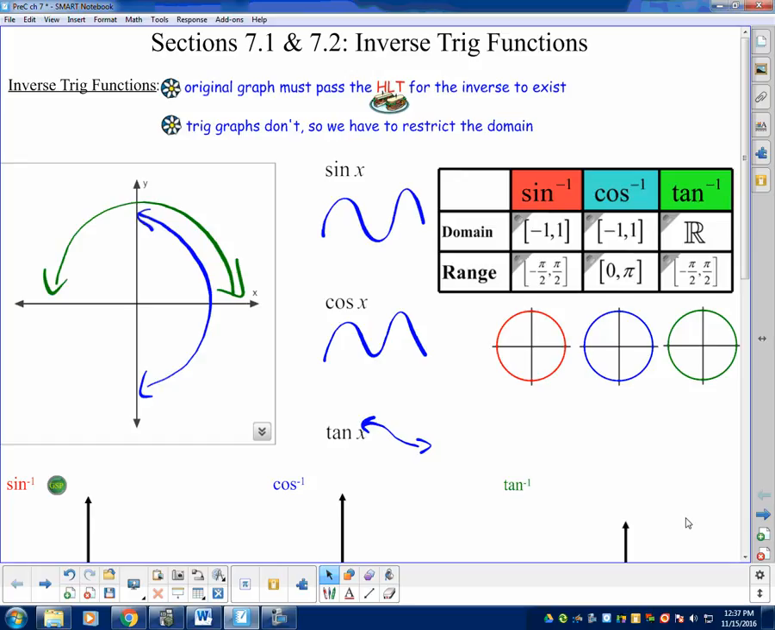So just as a review, the original graph must pass the horizontal line test for the inverse to exist. So we have to limit the domain on sine and cosine in order to have an inverse trigonometric function. To find the inverse trig function, we switch x and y. So what you may notice here is that the domain now for inverse sine is what we had as the range for sine. Remember, the range for sine was between -1 and 1. We never had values bigger than 1 or smaller than -1. Remember that? And the range is limited between -π/2 and π/2.